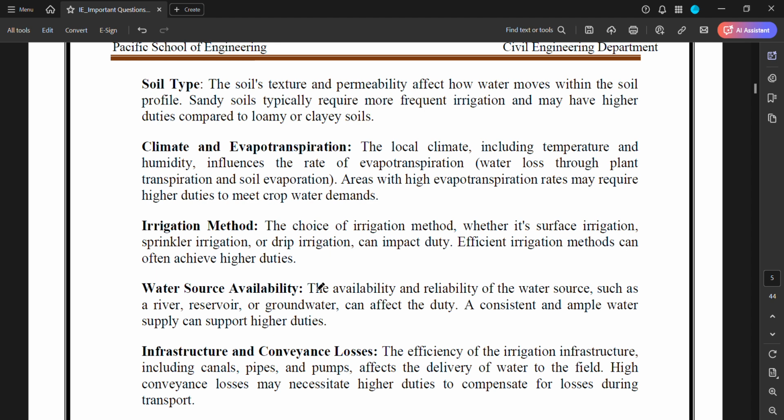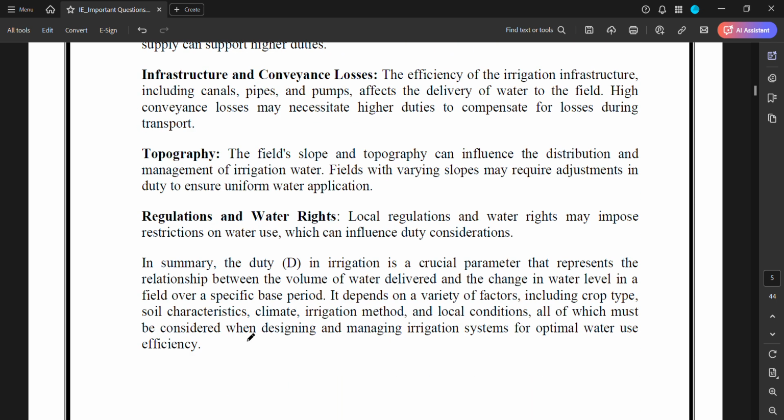Irrigation methods. The choice of irrigation method, whether surface irrigation, sprinkler irrigation or drip irrigation, can impact duty. Efficient irrigation methods can often achieve higher duties. Water source availability. The availability and reliability of the water source, such as a river, reservoir, or groundwater, can affect the duty. A consistent and ample water supply can support higher duty.